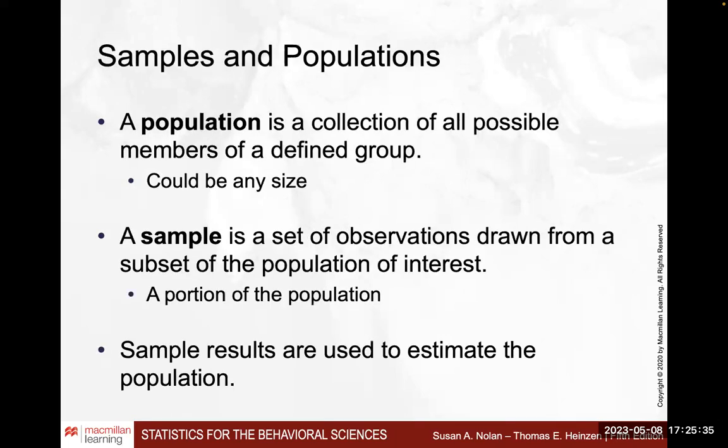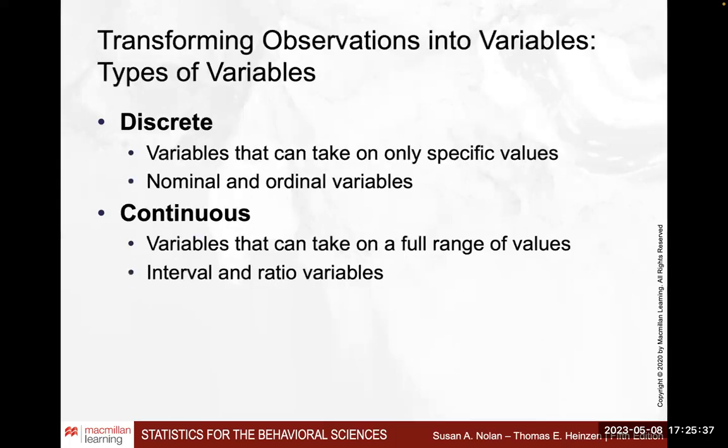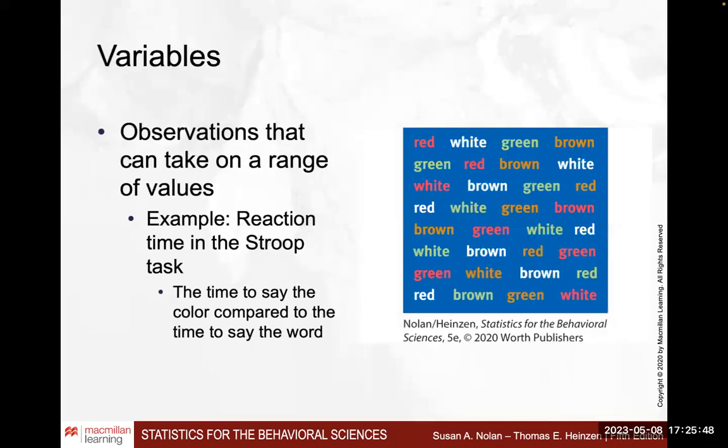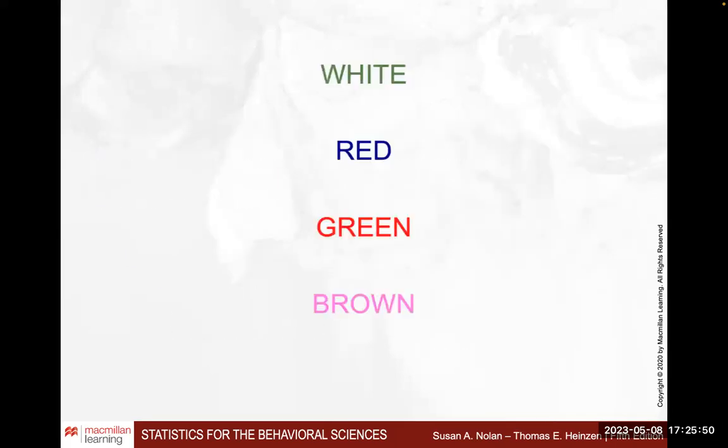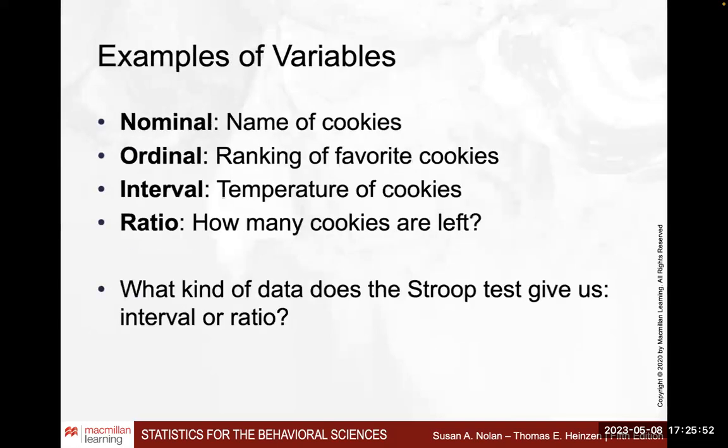Also know the difference between populations and samples. I think that's easy. Know the difference between discrete or categorical variables, that can be nominal or ordinal. Then know continuous variables. Know the difference between interval and ratio. Stroop test, we talked about that. Also, flagging the cookies. Remember the cookies. That's basically the simplest way I could envision to distinguish between these four groups.